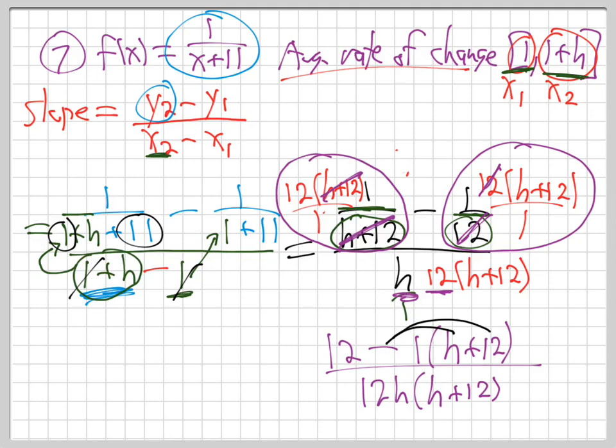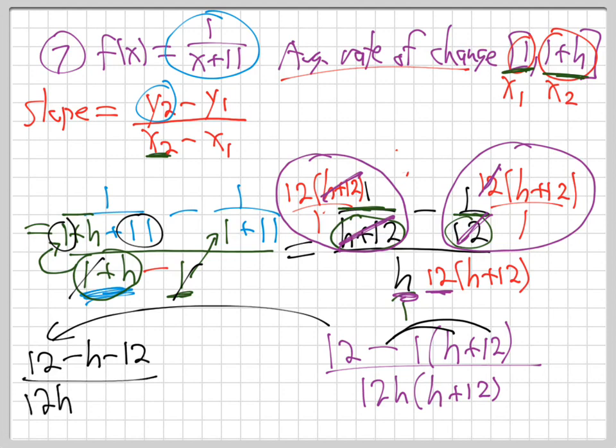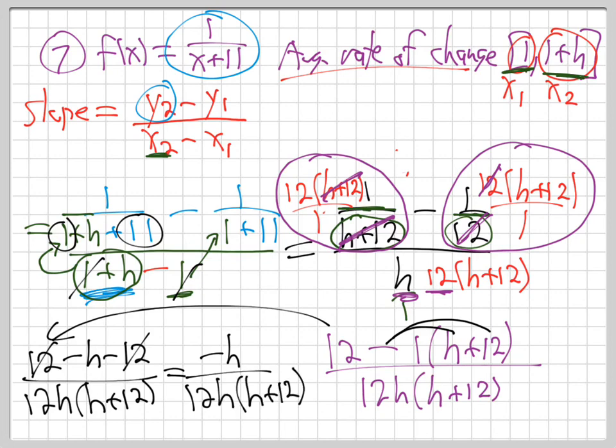Okay, so then one more step. So I'll bring it over here. What are we going to get? 12 minus h minus 12 over 12h, h plus 12. Last step, 12 minus 12 cancels. Minus h. I keep saying last step. This problem will never end. So we get to there. There's actually one other thing, isn't there? And then it really will end. I promise. What's that?